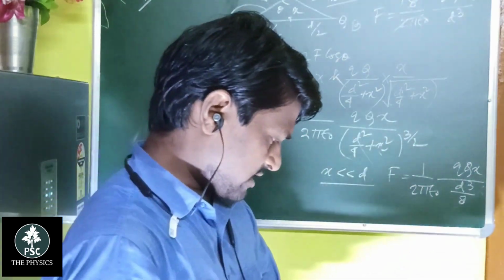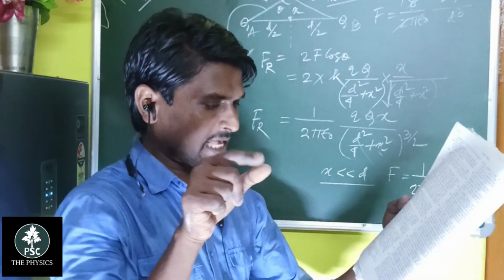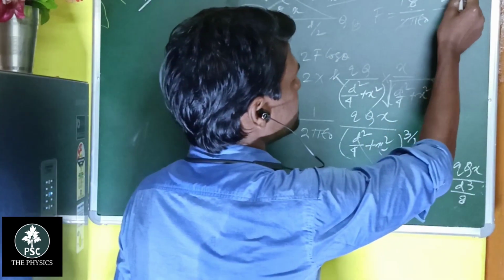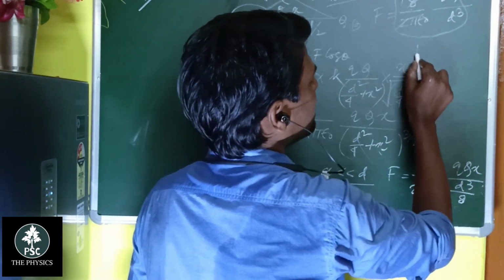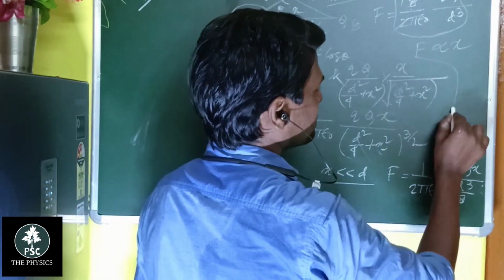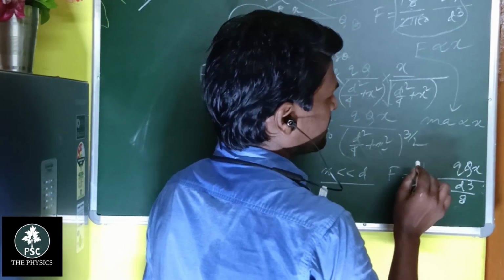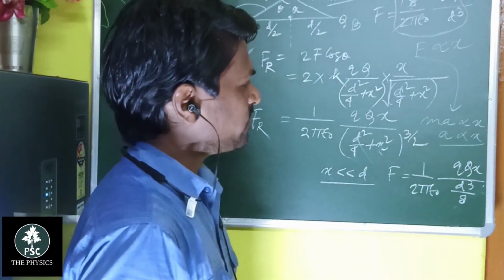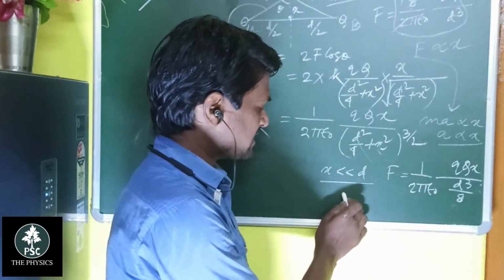Okay. And the second one is assuming x is less than d, so that the force is proportional to x. So this is the constant, students, 4 pi epsilon naught d cube, all constants. So we can write F is proportional to x, or we can think that force equals mass into acceleration, and this is proportional to x, or we can say that acceleration is also proportional to x. So when acceleration is proportional to the displacement, this is the concept of SHM.